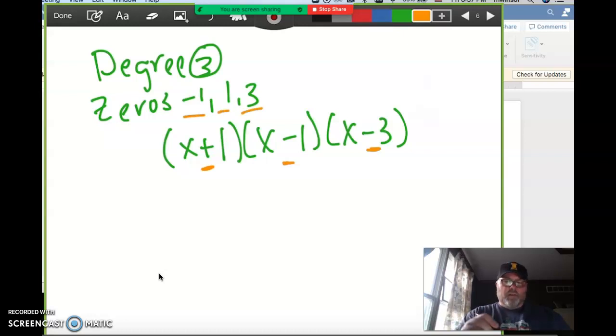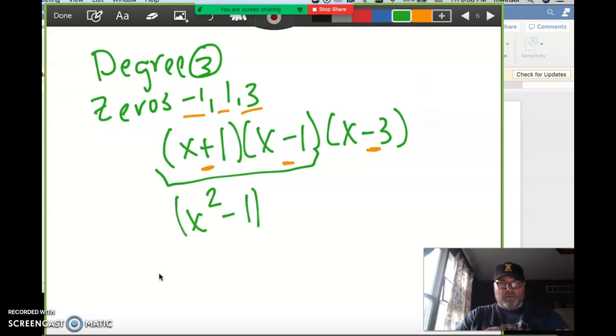Okay, so now they say you need to write a polynomial of degree 3. So that's just like, okay, let's just multiply them out. I'm going to start with these two because I'm lazy. Those are going to be x squared minus 1. Those are the difference of squares. And then we're going to multiply it by x minus 3.